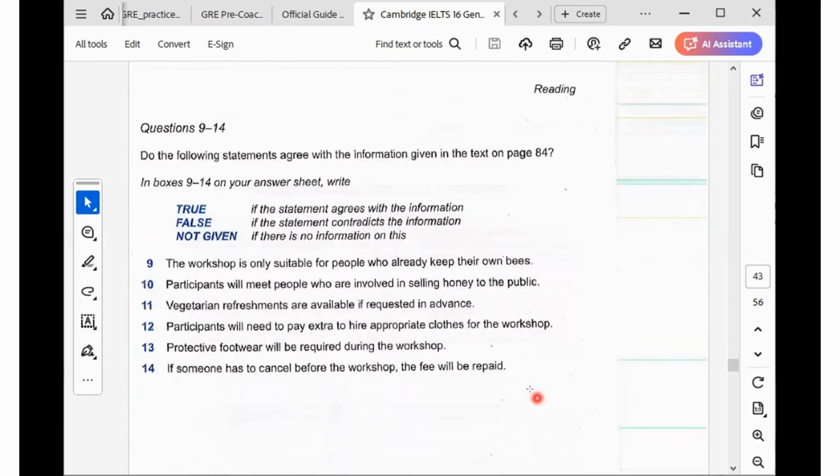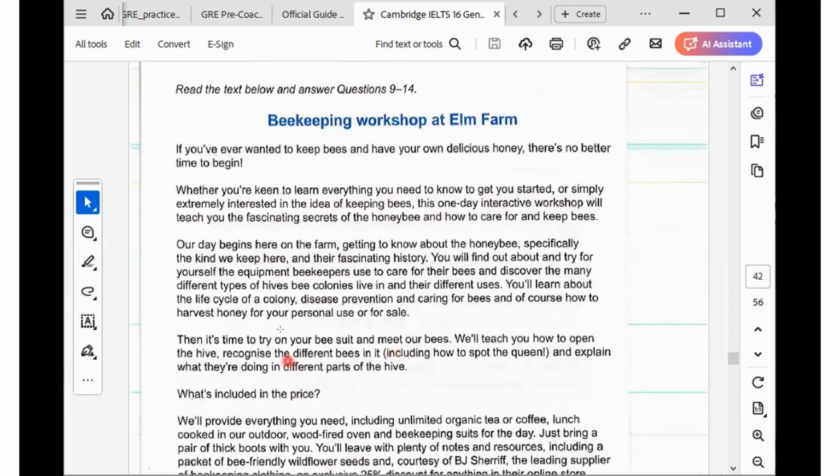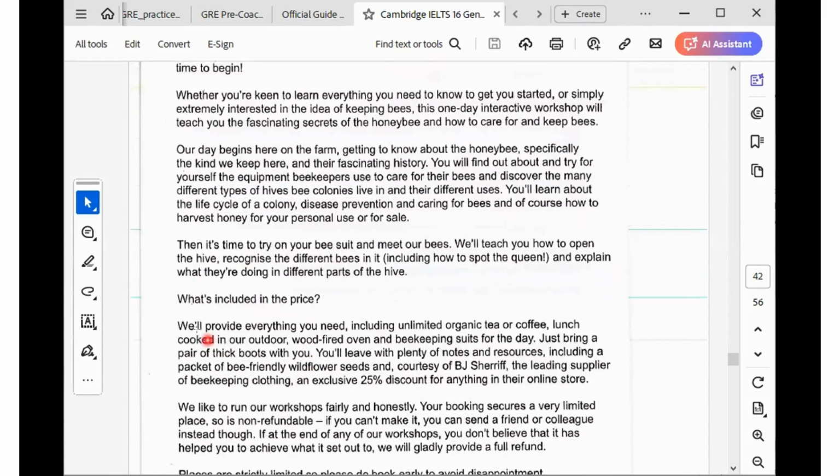Not given. Number 11, vegetarian refreshments are available if requested in advance. Vegetarian is a keyword here. Available, requested in advance, that's another keyword. So let's go back to the passage. Vegetarian. Is there anything like vegetarian here? Then it is time to try on the bee suits and meet our bees. We'll teach you how to open a hive and recognize different bees. What is included in the price? I'm looking for that vegetarian something.